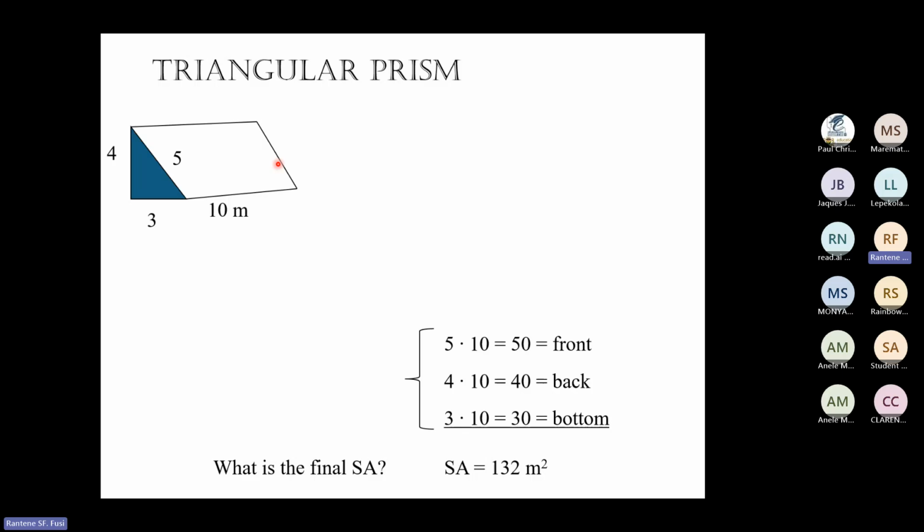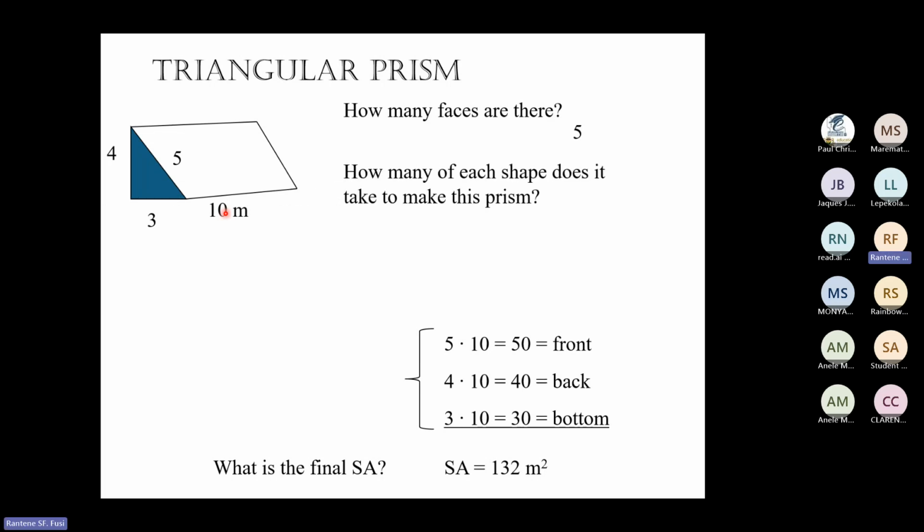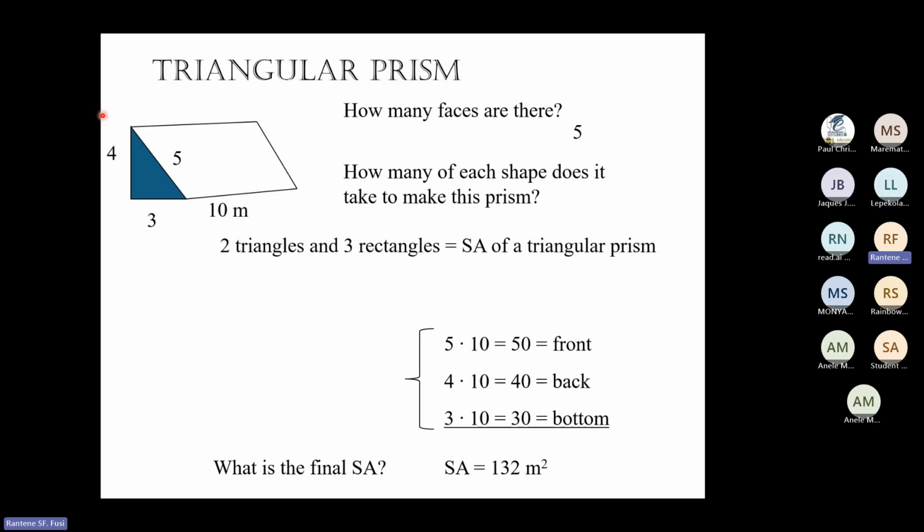So it's important that you need to know that, right? In this case, it says how many faces do we have here? Did you see from the previous presentation where we were drawing the net? We had 5 faces, 2 triangles and 3 rectangles. That is why we've got 5 faces. Then how many of each shape does it take to make this a prism? Right? For you to have the complete prism, you must have 2 triangles and 3 rectangles. Then that will give you the total surface area of this figure.